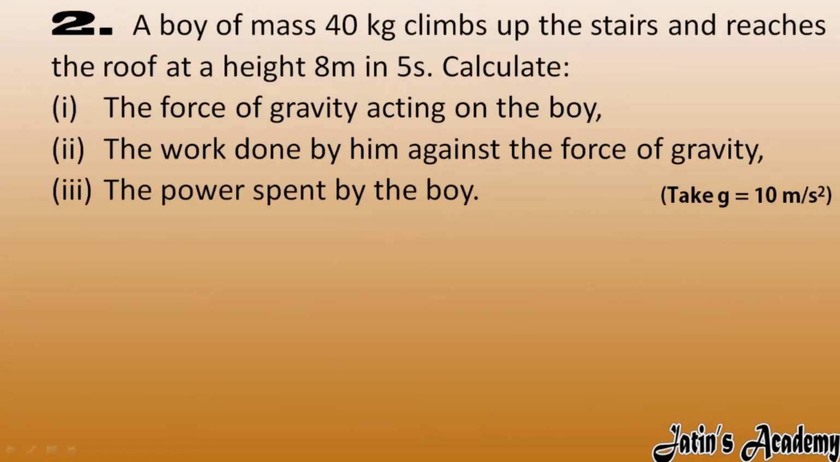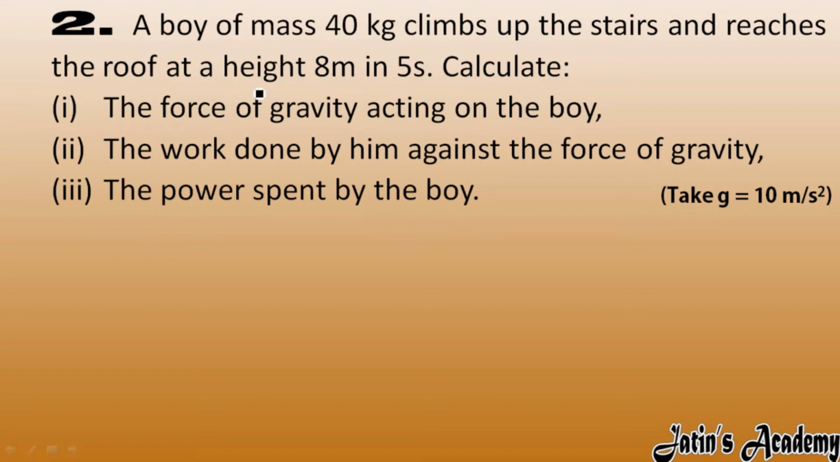Next question: a boy of mass 40 kg climbs up the stairs and reaches the roof at a height of 8 meter in 5 seconds. We have to calculate the force of gravity acting on the boy. Next we have to calculate the work done by him against the force of gravity. Why are they saying against the force of gravity? Because the boy is moving upward and the force of gravity is acting downward. Next we have the power spent by the boy.